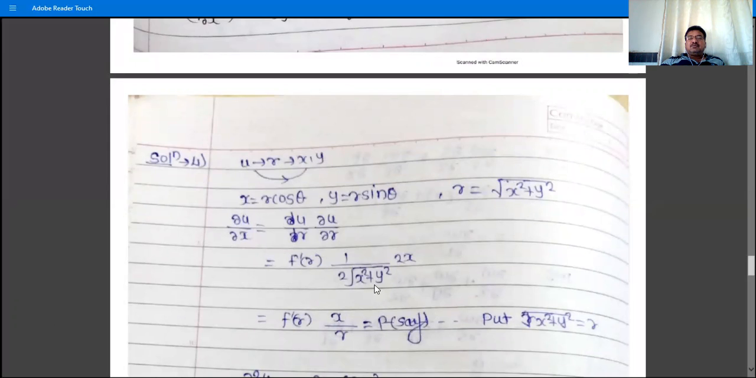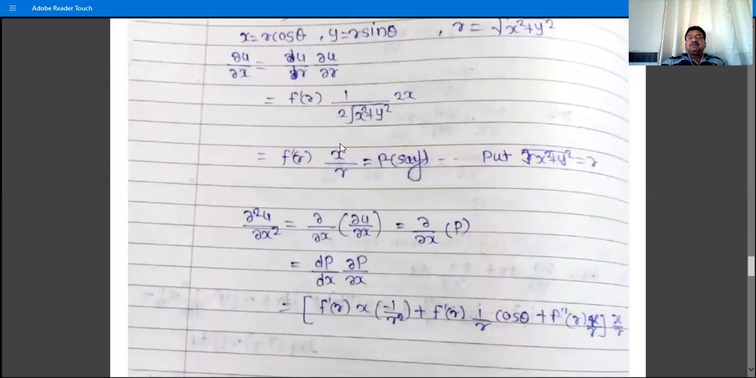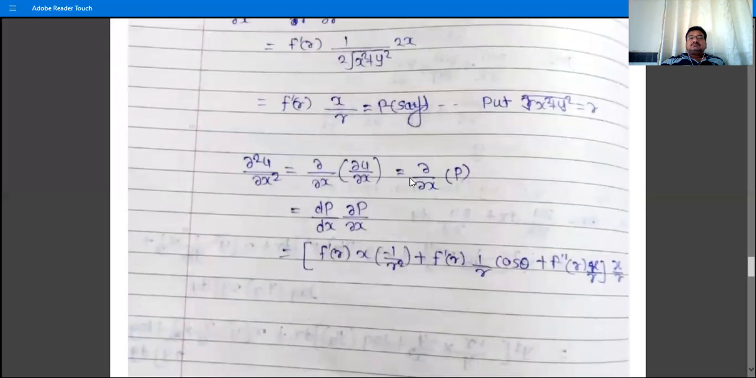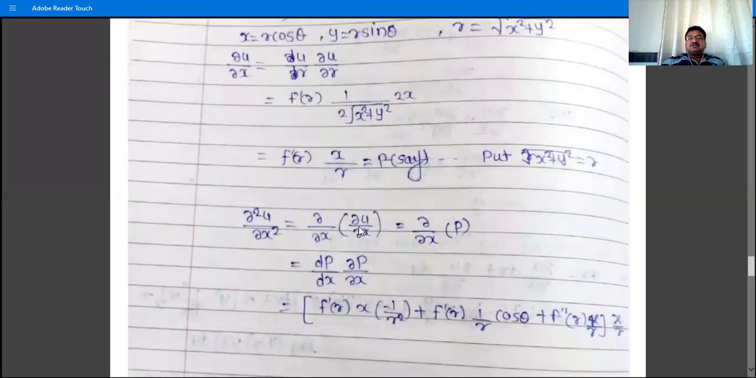1 by 2 times root x square plus y square, into the derivative of x square plus y square, which is 2x with respect to x. So we have this after calculation, 2 gets cancelled, root x square plus y square means r. Suppose this is p, small p. Then ∂²u/∂x² is what? It is ∂/∂x of ∂u/∂x. ∂u/∂x is what? This is p, suppose p, x by r.